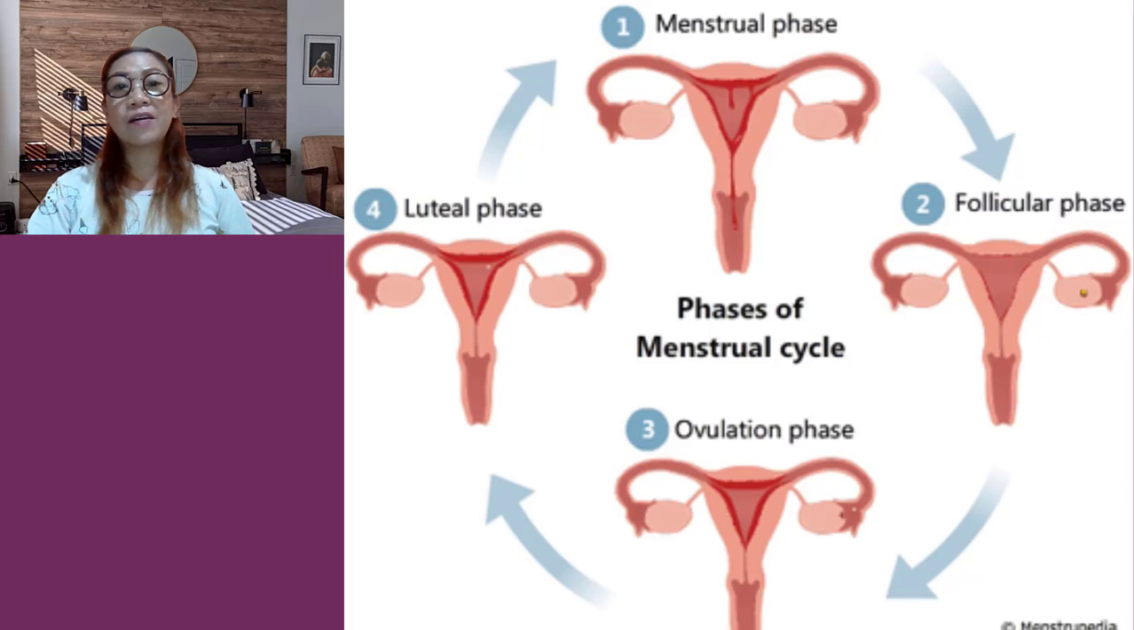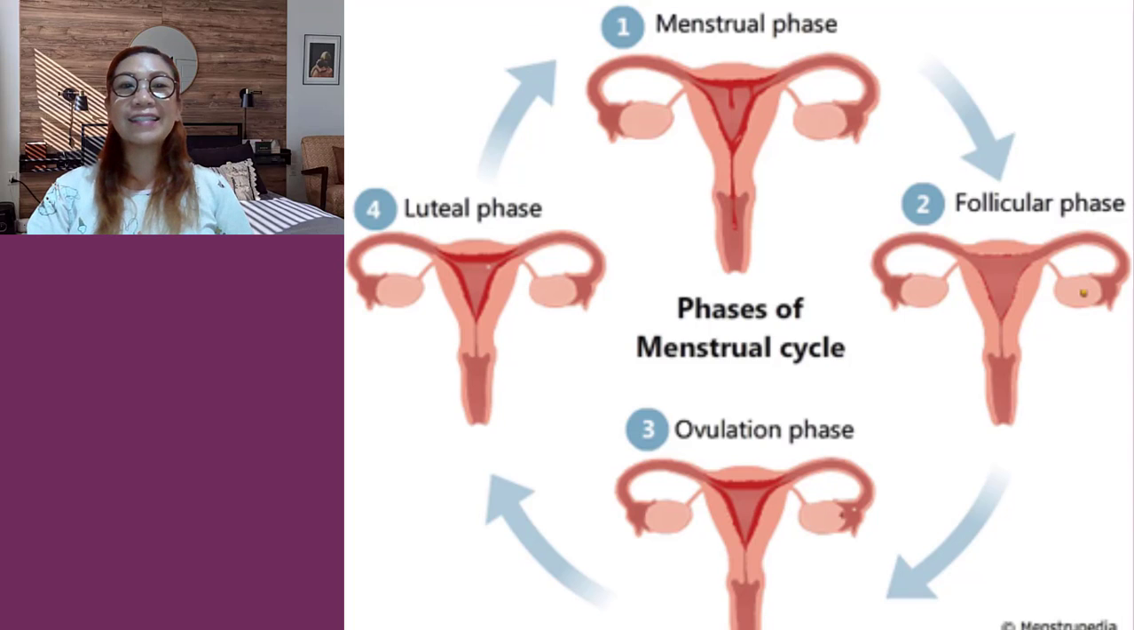Also during this phase, there is an increase in the amount and thickness of mucus produced by the cervix, which is the lower part of the uterus. And if a woman were to have intercourse at this time, the thick mucus captures the man's sperm, nourishes it, and helps it move toward the egg for fertilization.